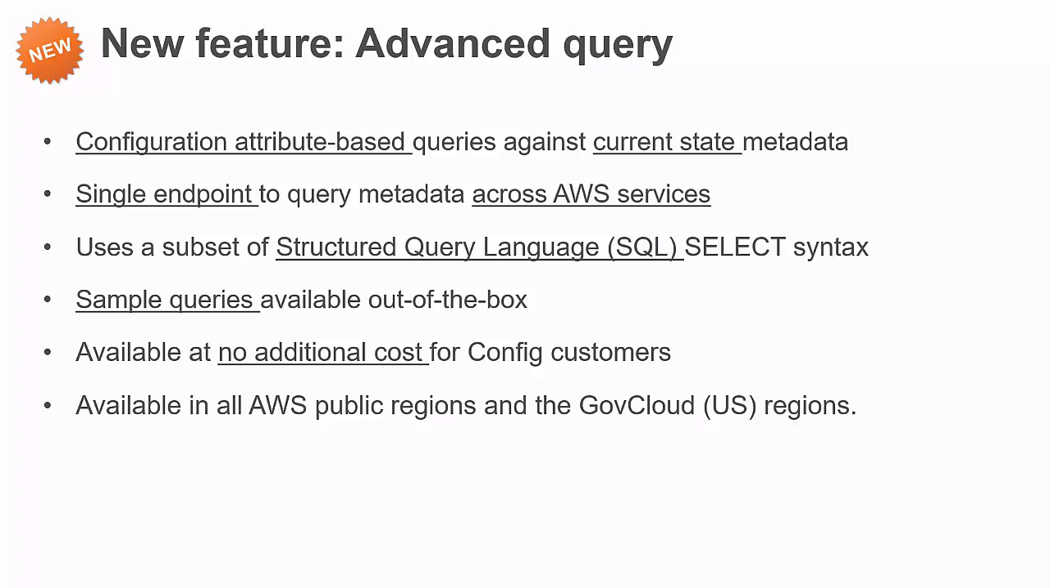Advanced Query is available at no additional cost for AWS Config customers, and it's available in all public regions and the GovCloud.